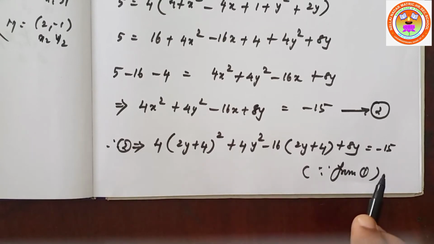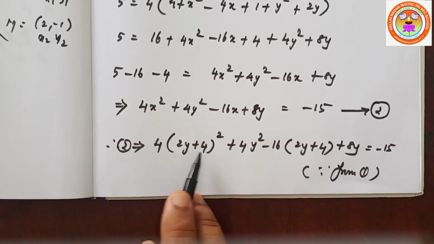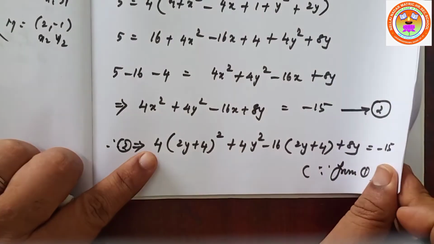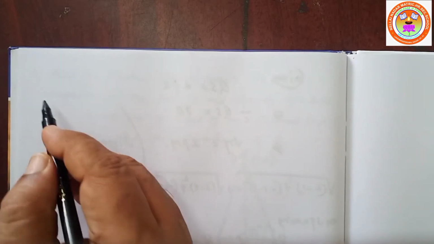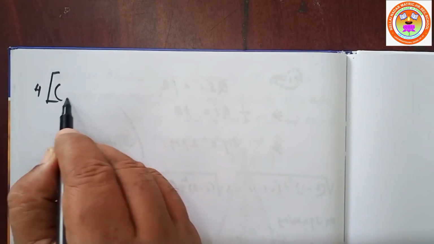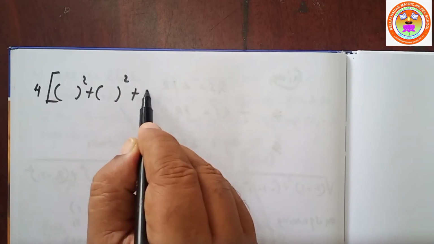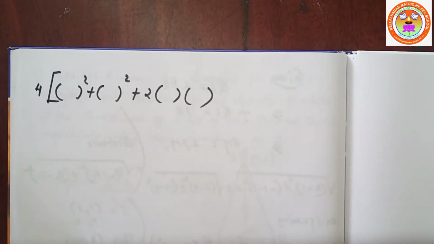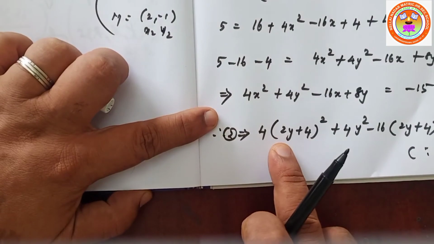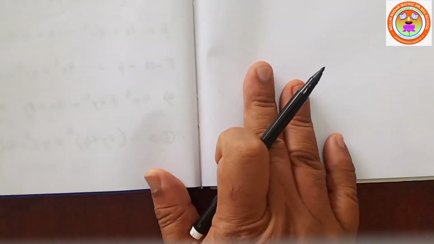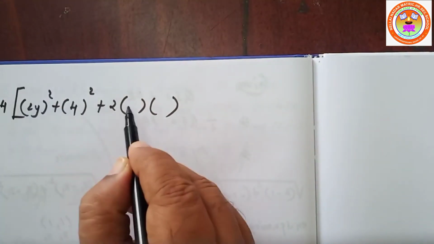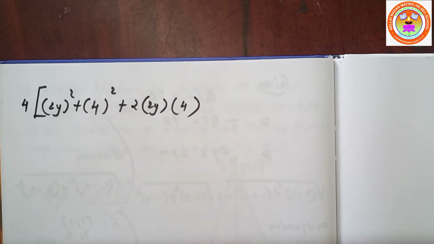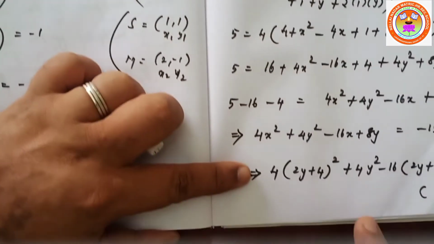Okay. Now you can expand. 4 into, here you can apply the (a plus b) whole square formula. First write 4, then a squared plus b squared plus 2ab. Which one is a? a is 2y, b is 4. Here 2y, 4, 2y, 4. Next, 4y square as it is.